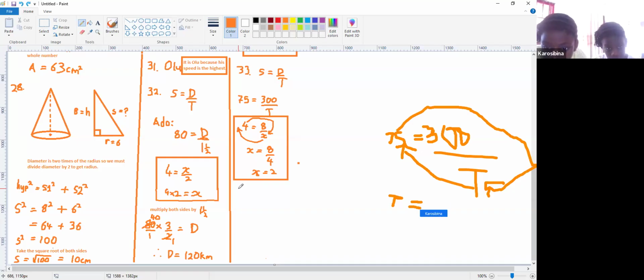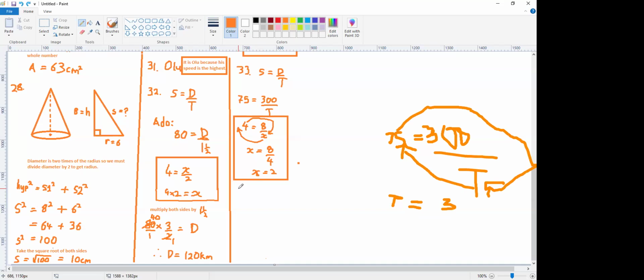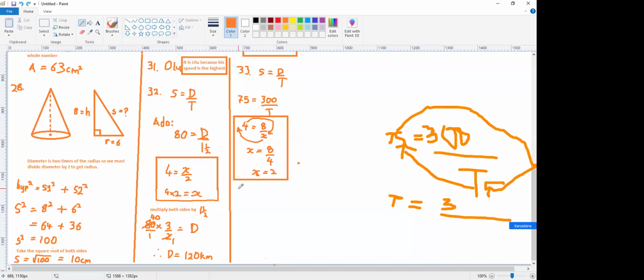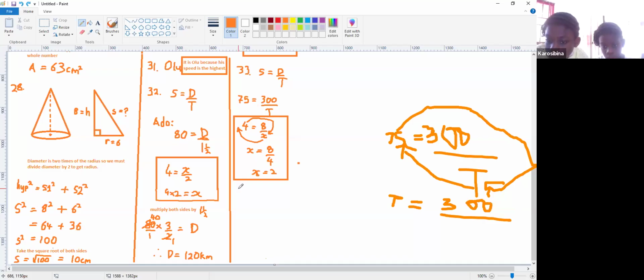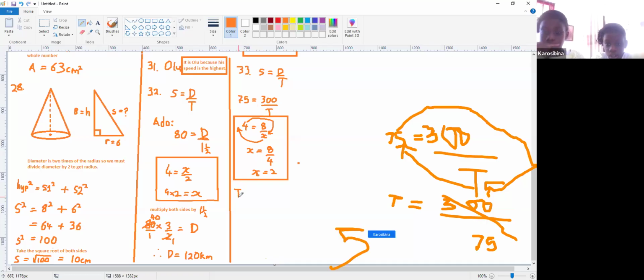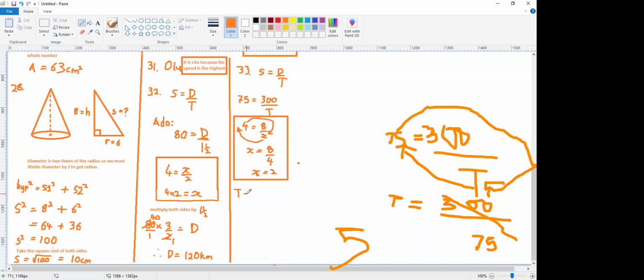equals 300 over 75. No, you need very much calculation. Who told you that there's no need of calculation? The person that will do the calculation for us is Favor. 5 can go in 300.